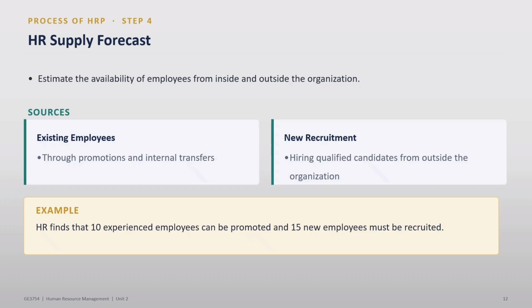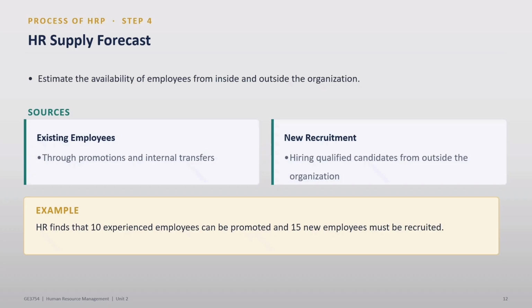The supply can come from two sources: the existing employees within the organization or new employees recruited from outside. The organization first looks at its existing workforce. For example, some vacancies may be filled through promotions or internal transfers. Existing employees who have the required skills and experience can also move to higher or different positions. If sufficient employees are not available internally, the organization can look outside and recruit new employees.